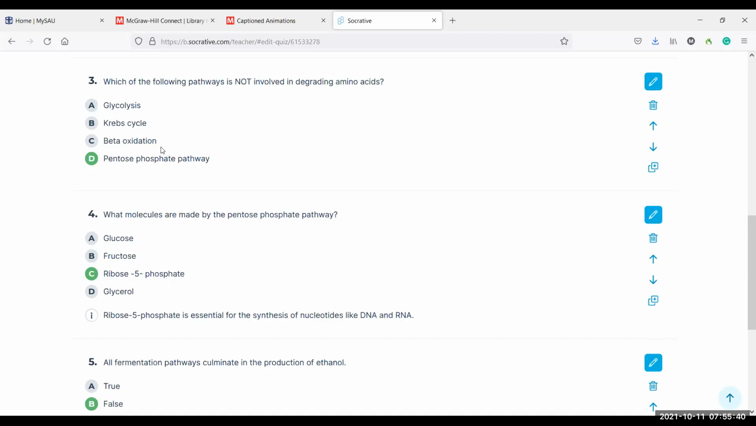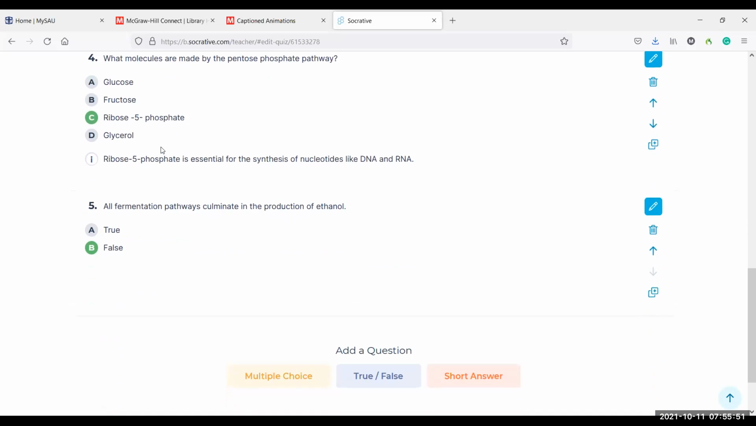And it's essential for the synthesis of nucleotides, DNA, RNA, things like that. So C. And then 5, all fermentation products culminate in the production of ethanol. If you miss this one, I should bump you on the head with a Spätzle. The answer is false. False.